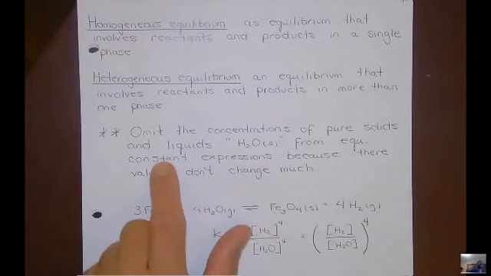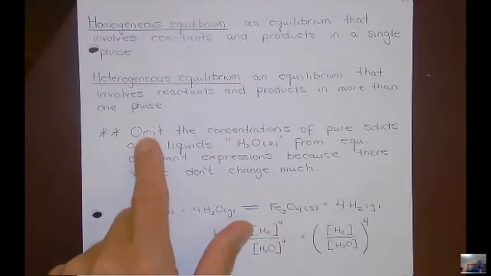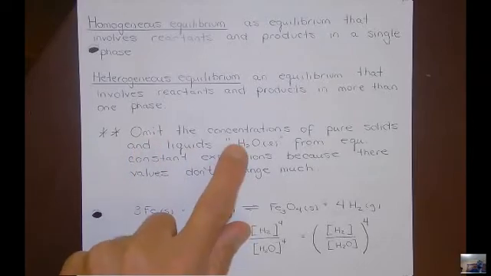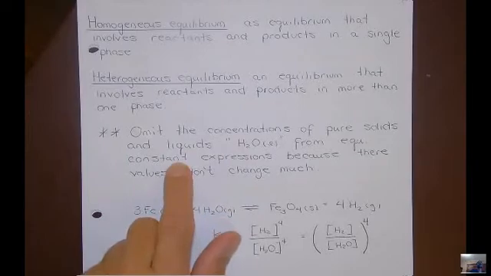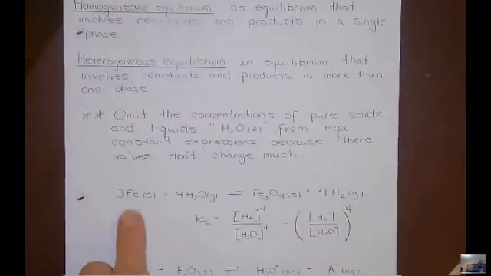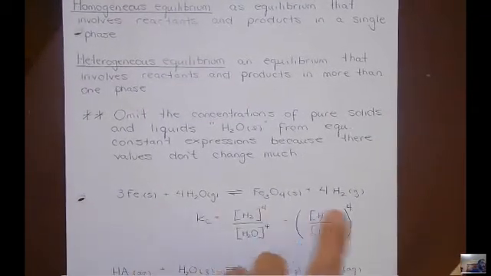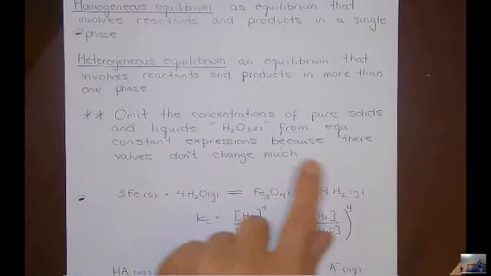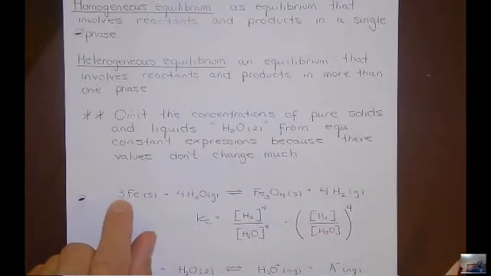Let me read that one more time. Omit the concentrations of pure solids and liquids, including liquid water, from the equilibrium constant expression because their values don't change very much. So if we're going to write the equilibrium constant expression for this balanced equilibrium reaction, just double check that it's balanced.